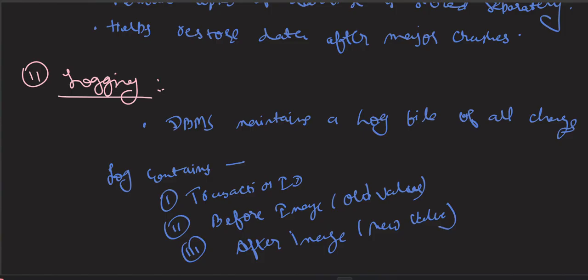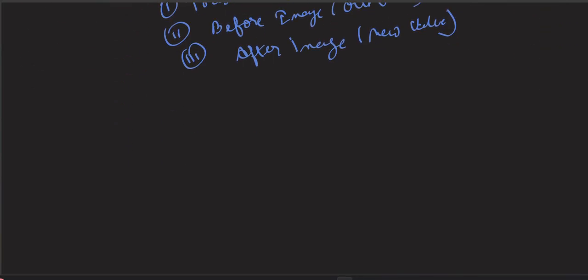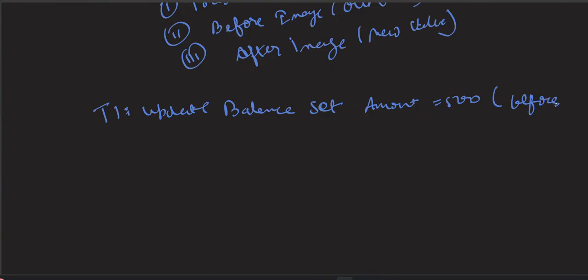For example, a log entry in SQL could be: T1, update balance, set amount equal to 500, before equal to 400, after equal to 500. So this is about the logging concept.